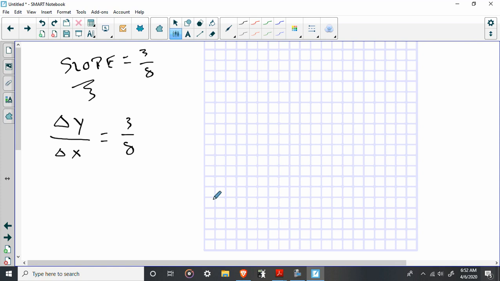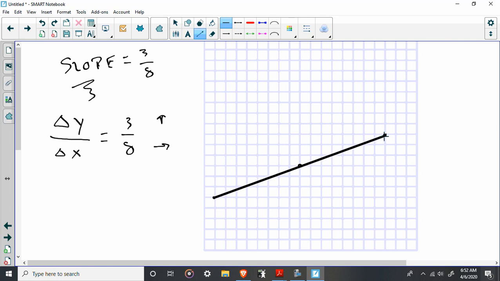So meaning if I start from an arbitrary point, again, my change in y is positive, so I'm going to go up, and my change in x is also positive, so I'm going to go over. So I'm going to go up 1, 2, 3, then over 1, 2, 3, 4, 5, 6, 7, 8. Again, we can connect the dots between those points and just see the relationship that exists here. Again, it's positive, it goes up. Let's take a look at one that's negative that goes down.